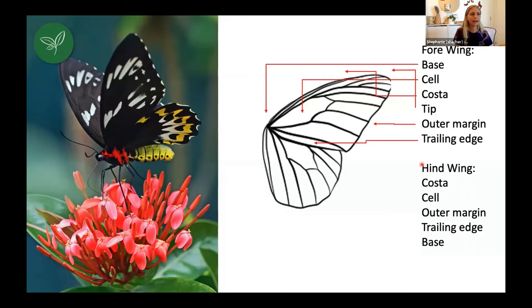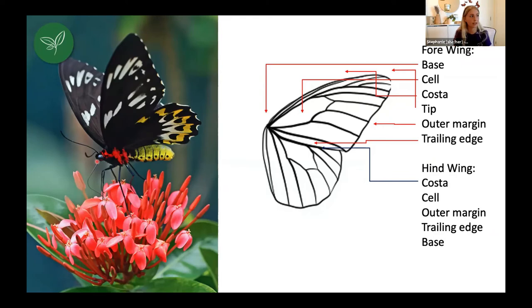Some of them won't, but a lot of them do now. They'll show you the different parts and what they're talking about. And then the hind wing is the further wing from the head. So we have the costa, which again is the closest edge to the head for the hind wing, if that makes sense.